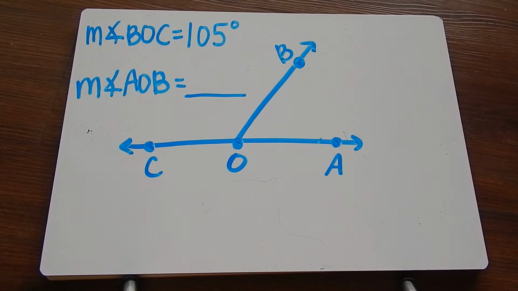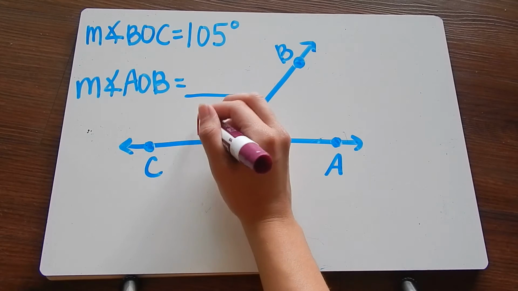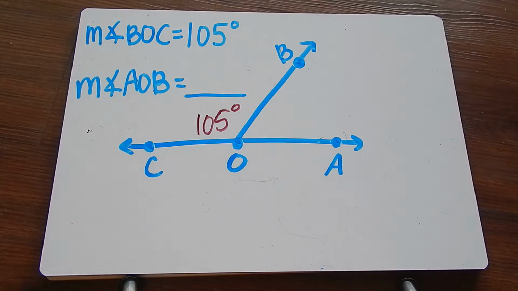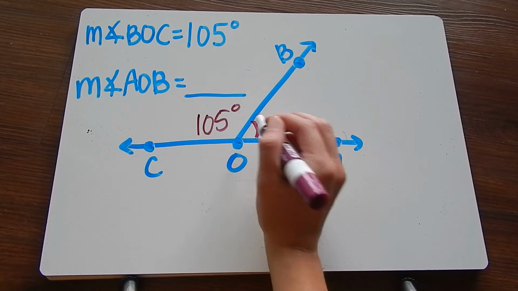Here's my next example. I'm given the measure of angle BOC is 105. So BOC is 105 degrees. Now I want to find AOB. So I want to find this missing angle here.